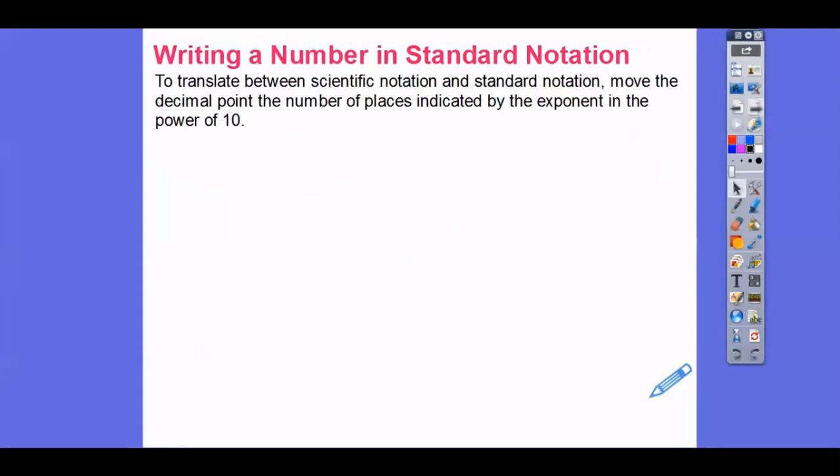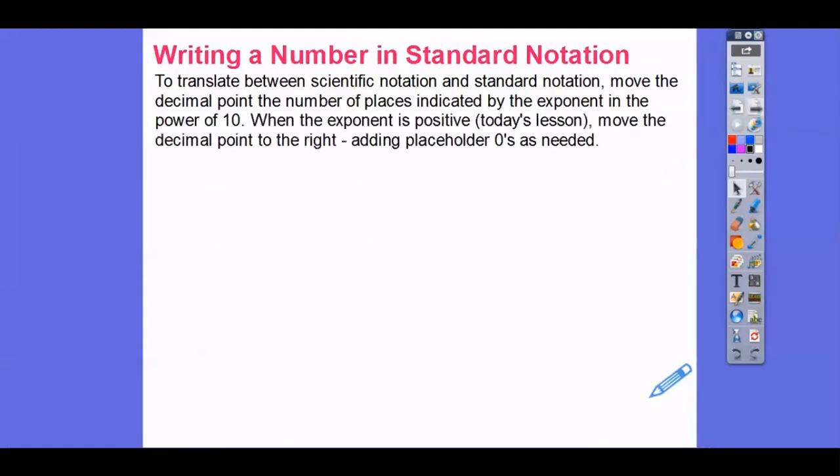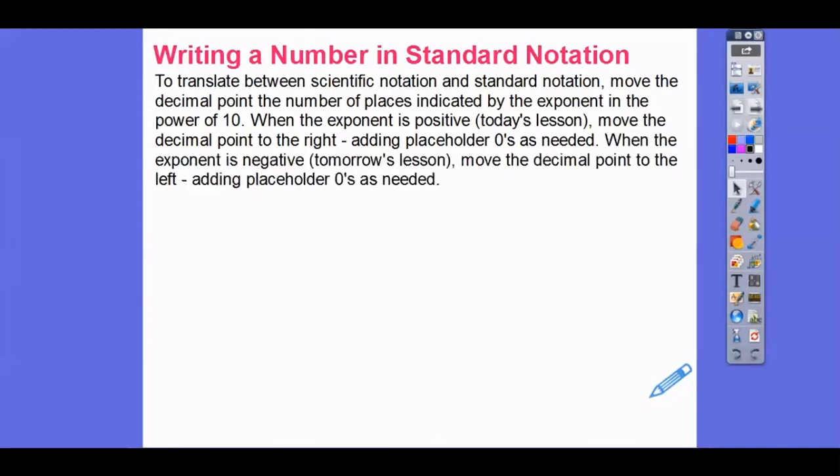Then, to translate between scientific notation and standard notation, move the decimal point the number of places indicated by the exponent in the power of 10. When the exponent is positive, which is today's lesson, move the decimal point to the right. Add placeholder zeros as needed.